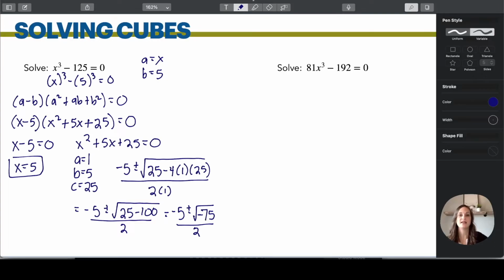Now, in this case, the square root of 75 can actually be broken down. This is going to be the square root of 25 times the square root of 3. And there's a negative, which means there's going to be an i. So we know it's going to be negative 5 plus or minus the square root of 25, which is 5. So we'll have 5i. Why an i? Because there was a negative in the square root. And then the square root of 3. And then all of that is divided by 2. So that are two of my answers, and that is my third answer to make up solving this equation.